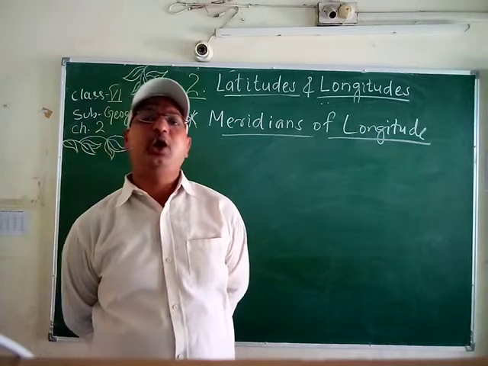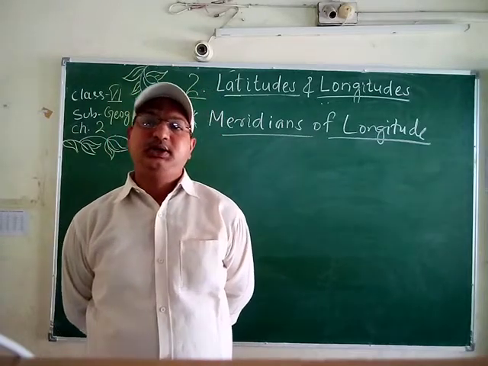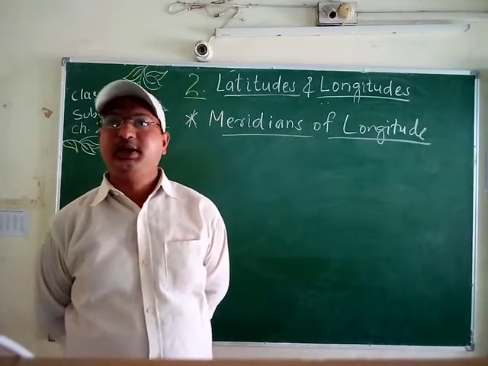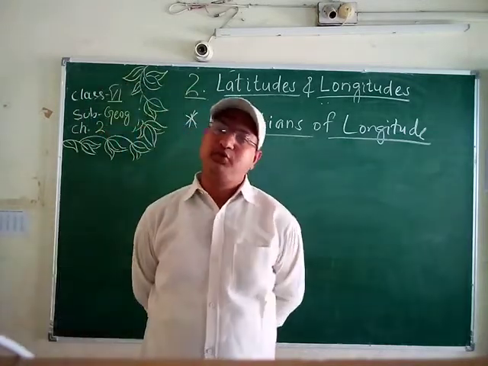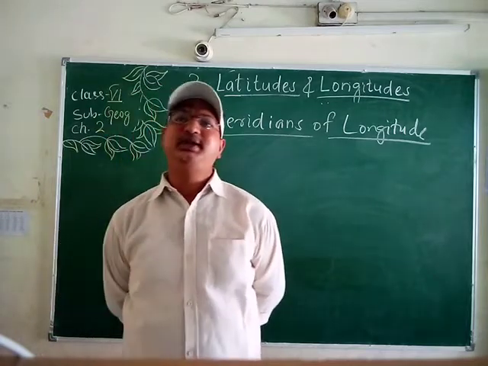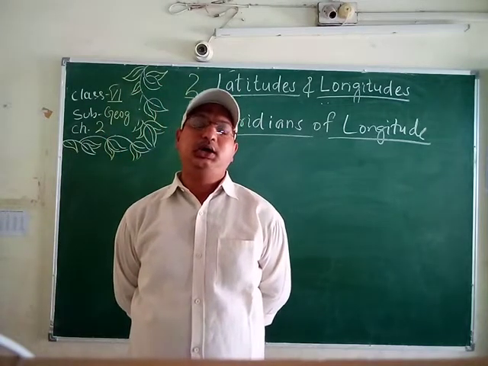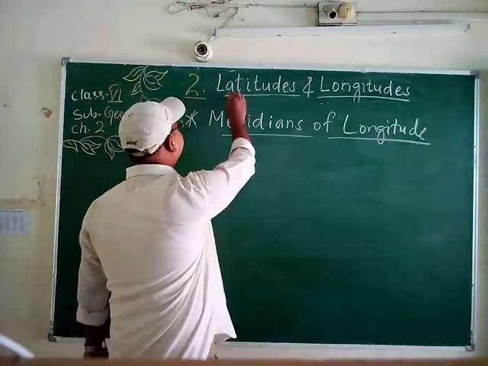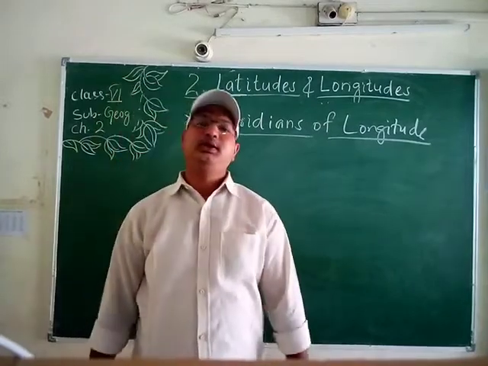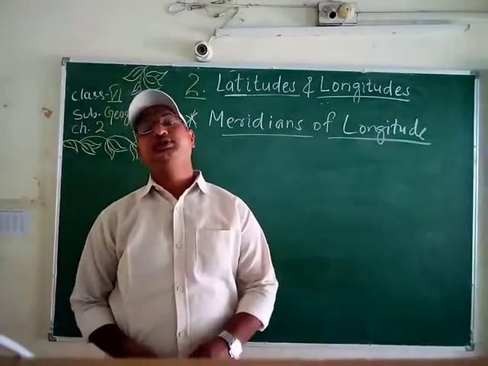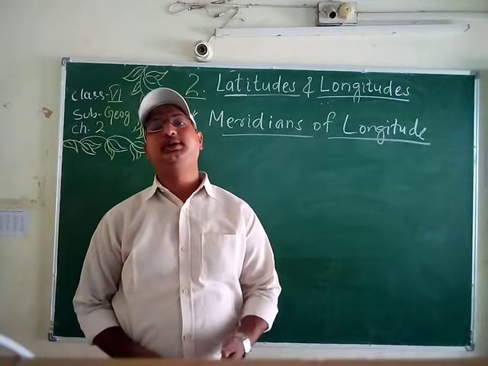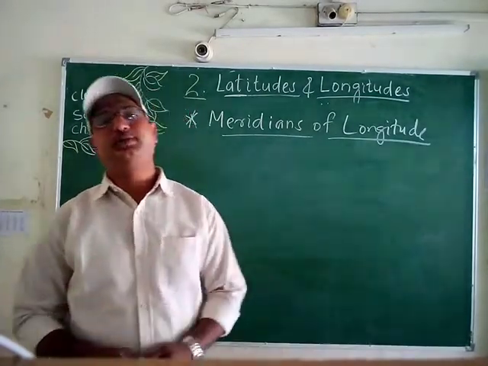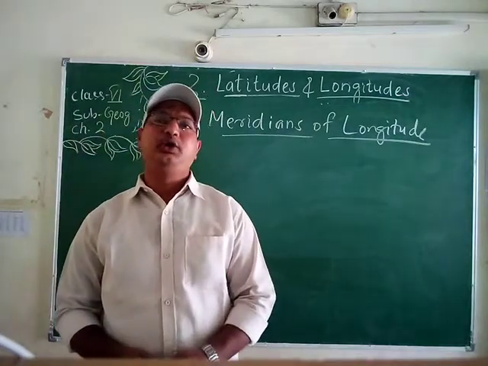Students, we must know how far east or west a place is from a given line of reference, running from the north pole to the south pole. These imaginary lines are known as the meridians of longitude. Then, students, these two lines help us to locate places. So these lines of reference are called the meridians of longitude.